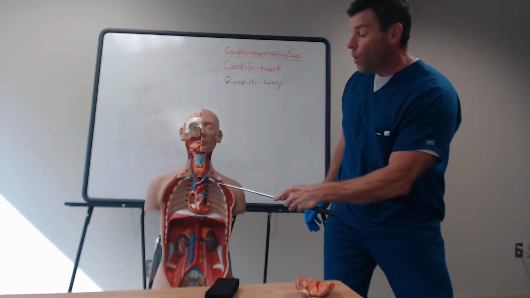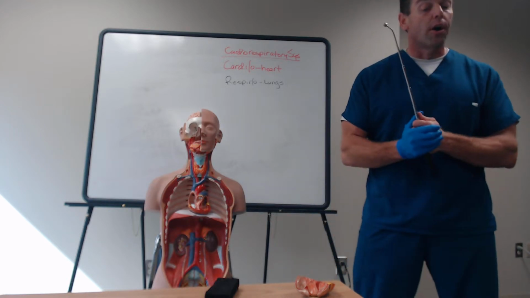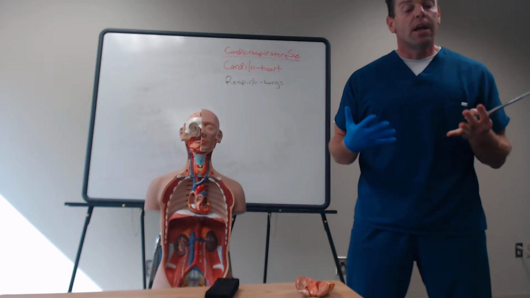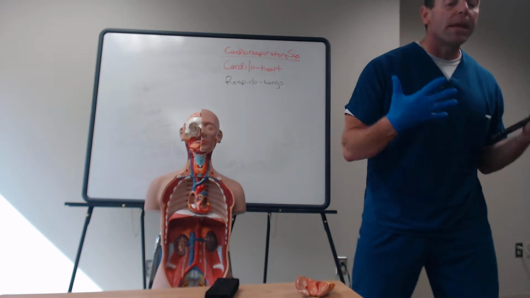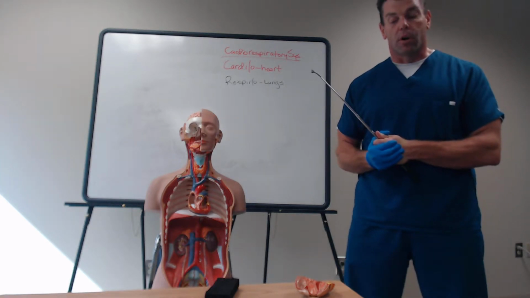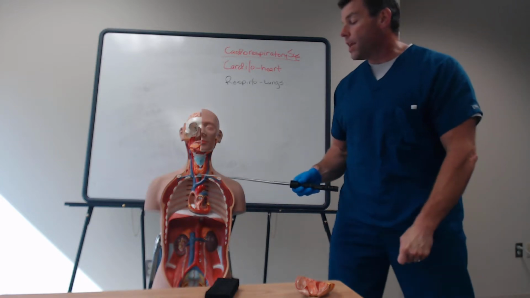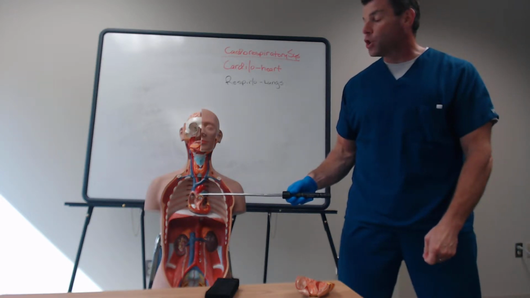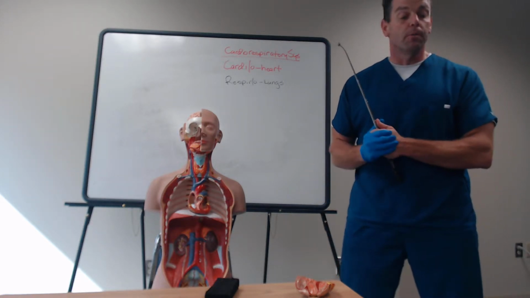And then the aorta is going to come down behind the heart. We call that the descending aorta. That's going to take oxygen-rich blood to the organs that are below the level of the heart. Okay, so once again, the heart is a four-chambered structure: right atrium, left atrium, right ventricle, left ventricle.